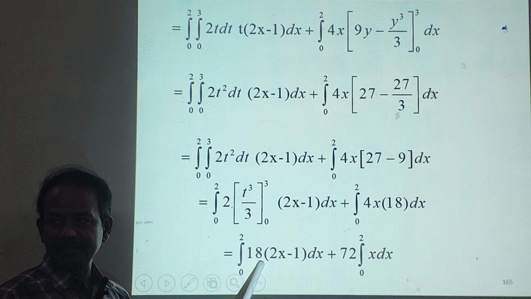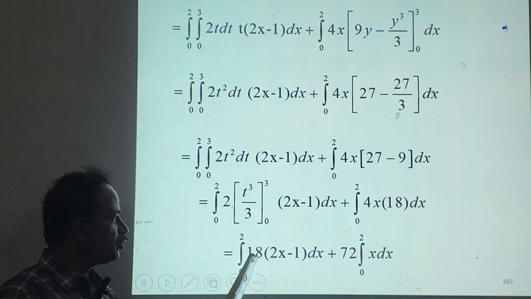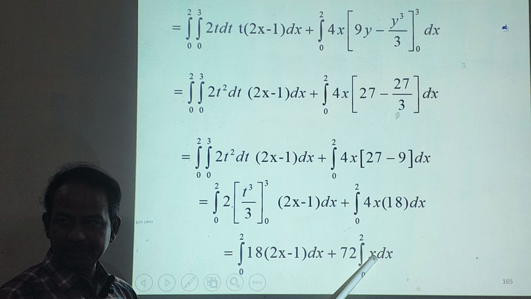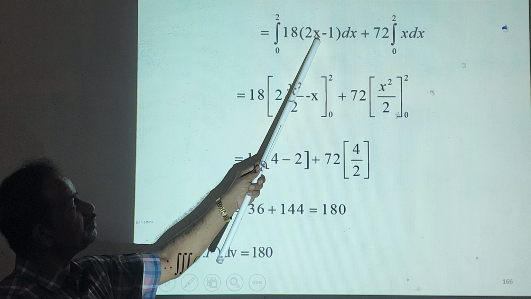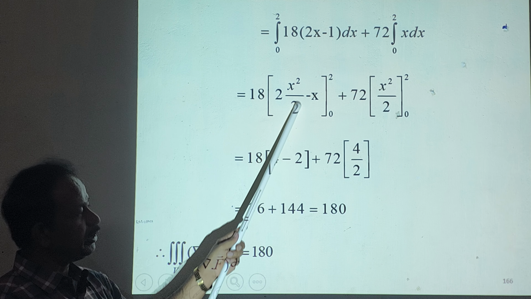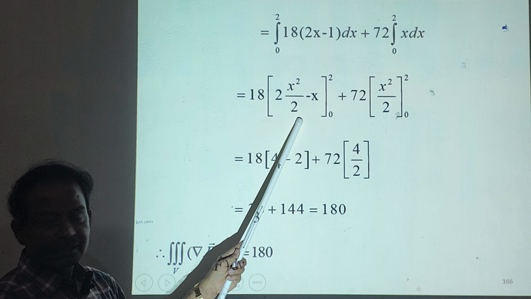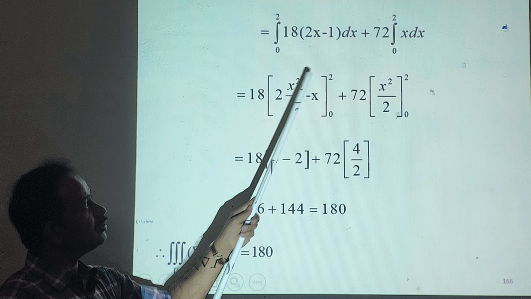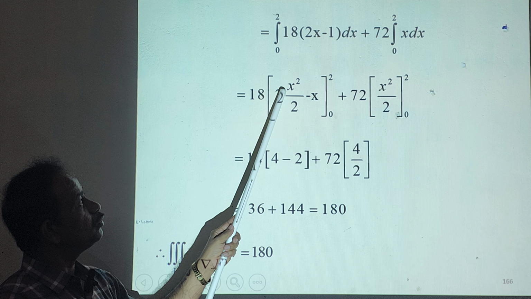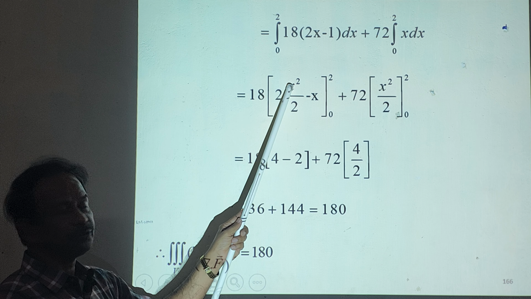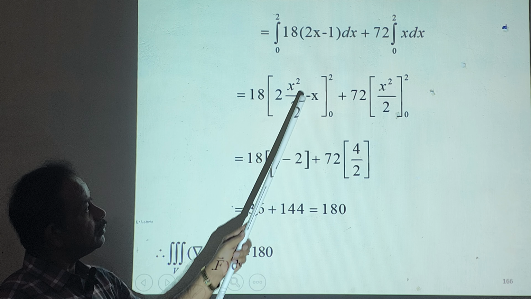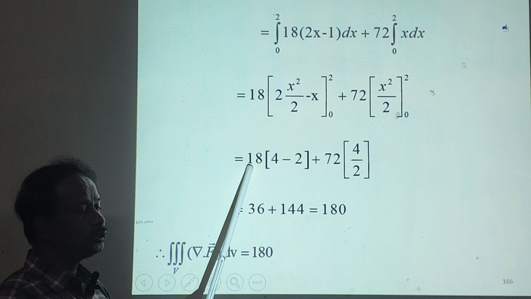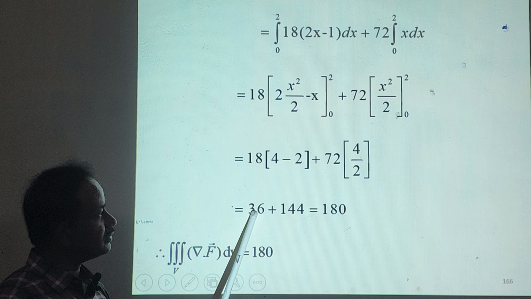Now it's easy to integrate with respect to x. So this will give you x squared by 2. I have written the same thing. Now instead of x you will have to substitute 2. So this 2 will get cancelled. That will give you 4, and 4 minus 2 is nothing but 2. So 2 times 18 will give you 36.